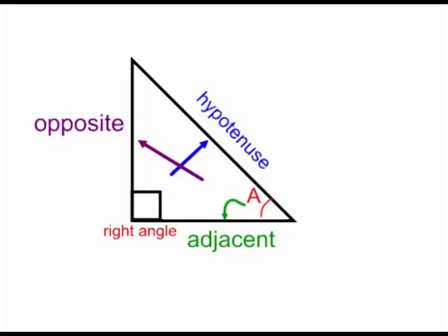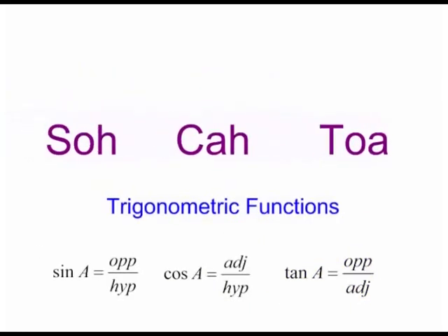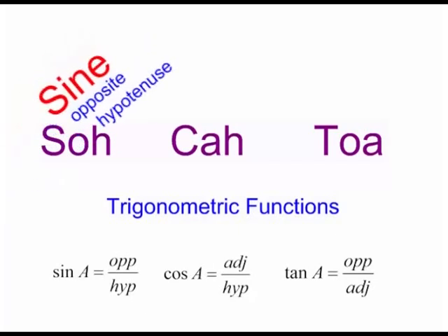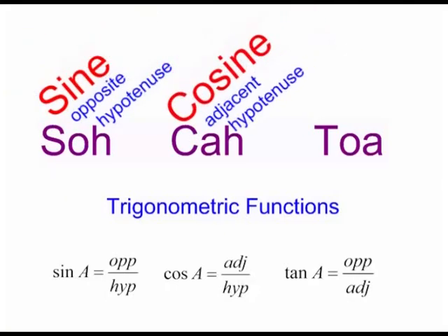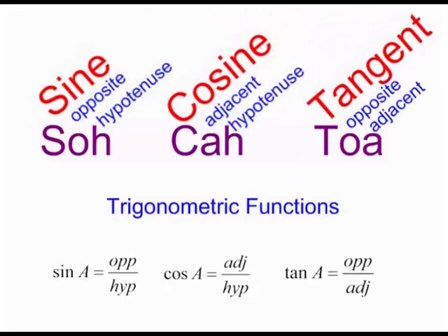Here are the trigonometric functions. Sin A is equal to opposite over hypotenuse. Cos A is equal to adjacent over hypotenuse. And tan A is equal to opposite over adjacent. An easy way to remember that is to use the 3 words SOHCAHTOA. It's just a way to help you remember that sine is opposite over hypotenuse, cosine is adjacent over hypotenuse, and tangent is opposite over adjacent.